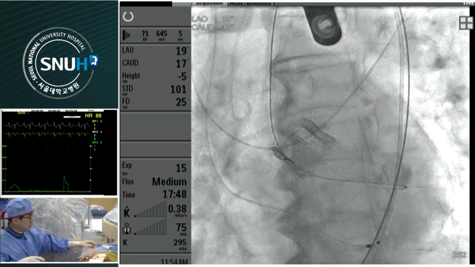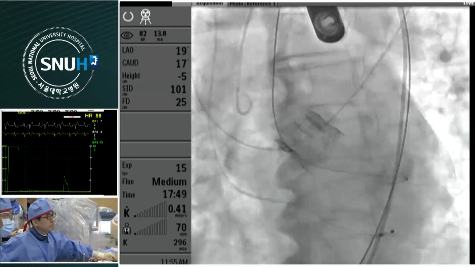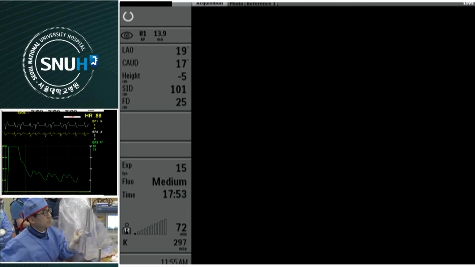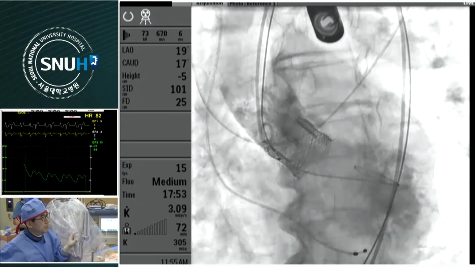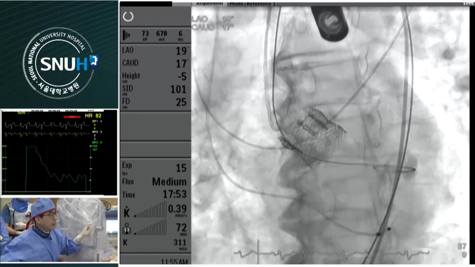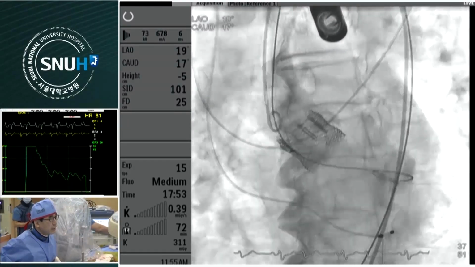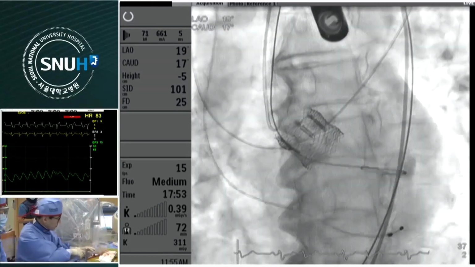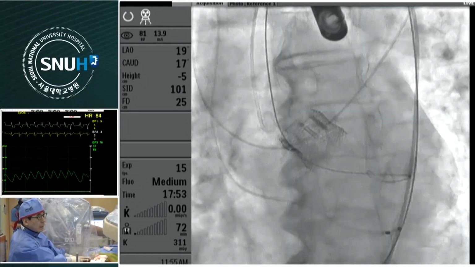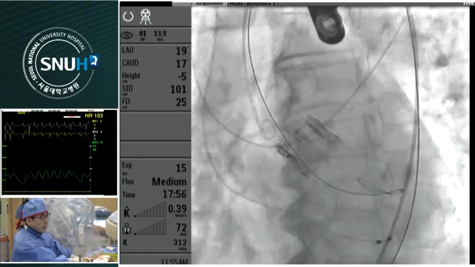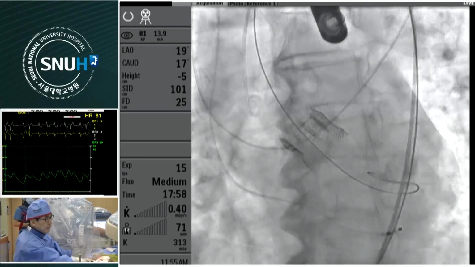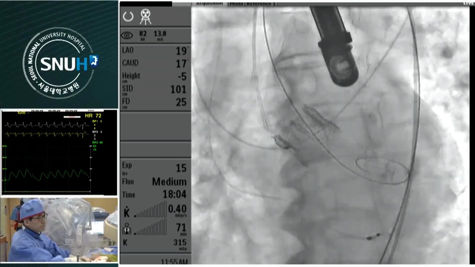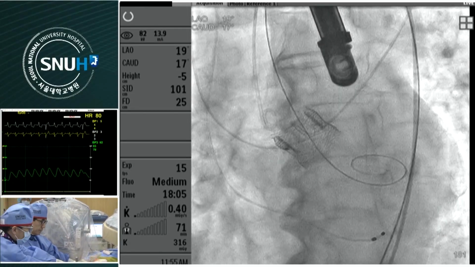Set the control. Okay, ready. Sure. Okay. A little bit of regurgitation. It may be central, associated with the wire. Okay, let's remove it. I exchanged the stiff wire with the pigtail in the left ventricle.